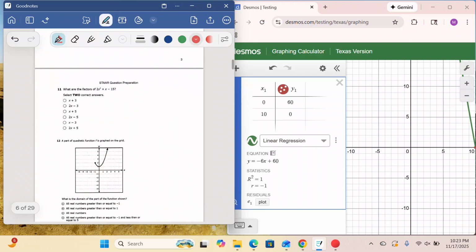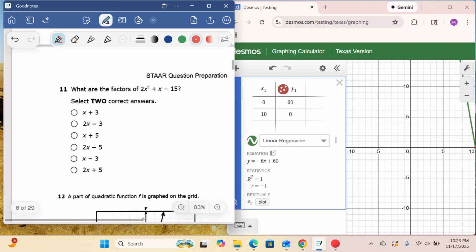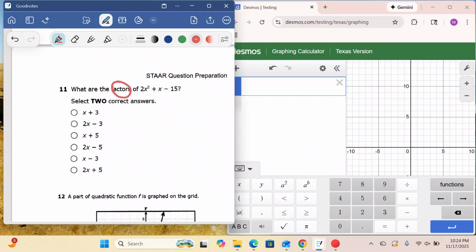So the next one I'm going to do is number 11, because of course we're going to look at the ones that we can get right. I know the other ones just take time, but we're going to try to get the problems that we're going to get right. So what are the factors of 2x squared plus x minus 15? Select two correct answers. This is one that will always be given on the STAAR, sometimes one, sometimes two, sometimes three questions. The factors just means that the graph passes through the x-intercept. It's got to pass through the exact x-intercept.